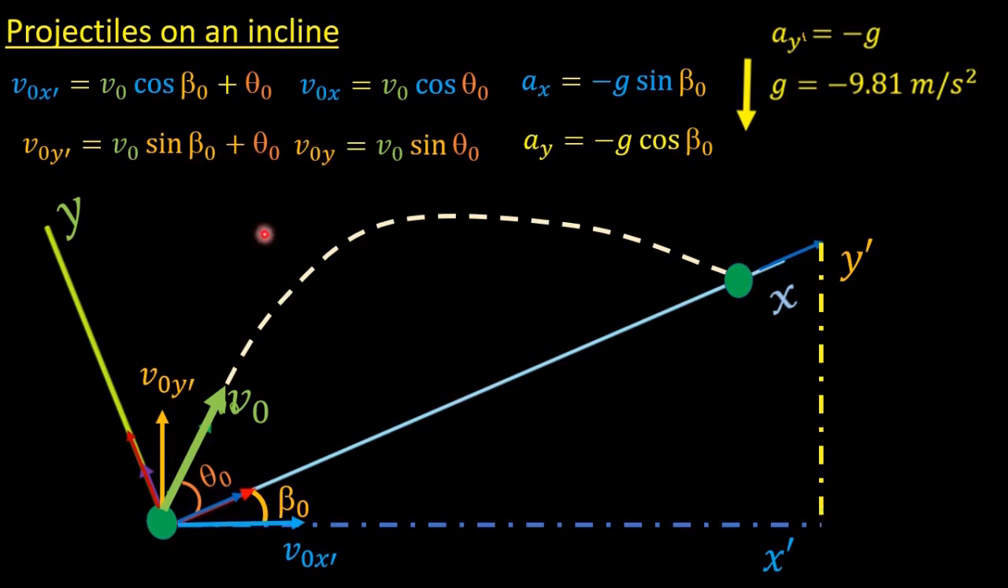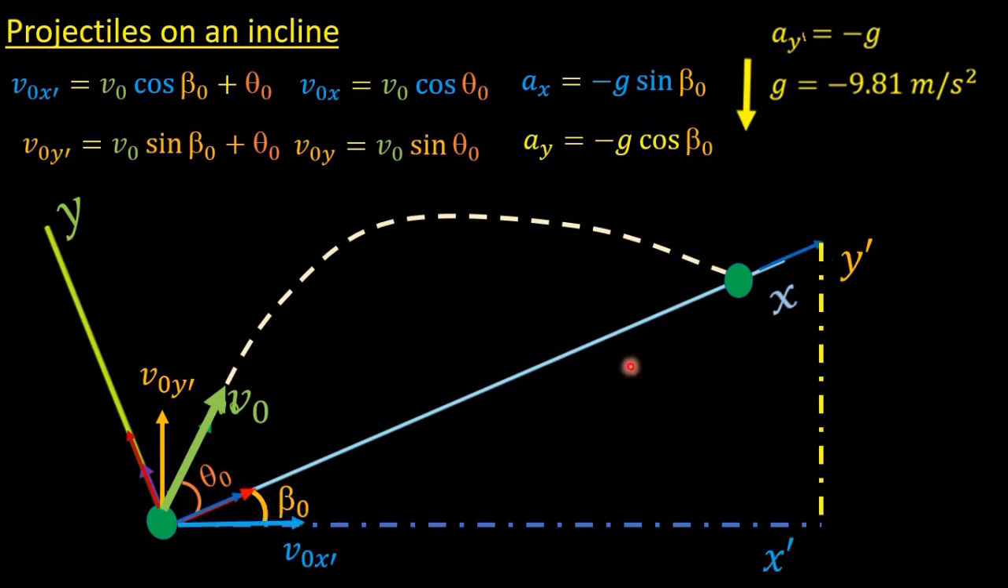And the velocity of the particle in the x and y direction is the same as before. So v sub 0 x is going to be v sub 0 times cos theta, and v sub 0 y is going to be v sub 0 times sine theta. So these are our equations for the velocity of the projectile in each direction, so in the x prime, y prime, x and y directions.